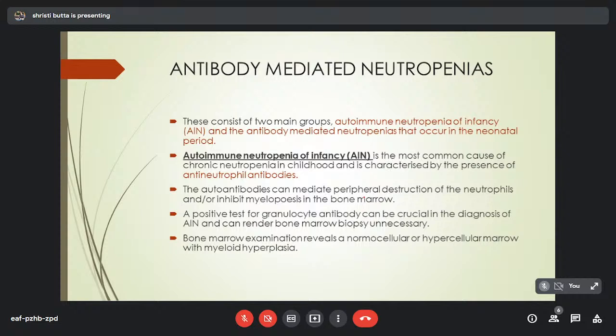the bone marrow. A positive antibody test is very important, or rather crucial, because that can make a bone marrow biopsy completely unnecessary. Bone marrow examination in this case would therefore reveal a normocellular or hypercellular marrow with a myeloid hyperplasia, and there is production of autoantibodies which can be detected.